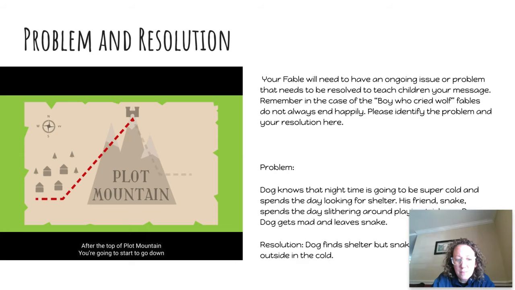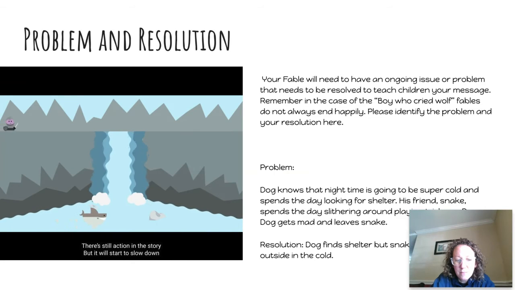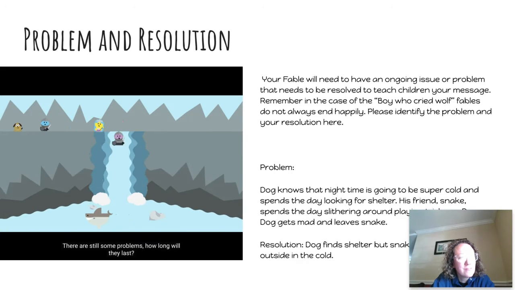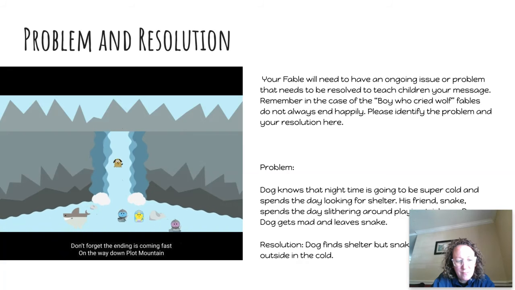After the top of Plot Mountain, you're gonna start to go down. We call this the falling action, and it lasts until flat ground. There's still action in the story, but it will start to slow down. So the worst is over, yeah, the worst is through, but now what will the characters do? There are still some problems, how long will they last? And don't forget the ending is coming fast all the way down Plot Mountain.